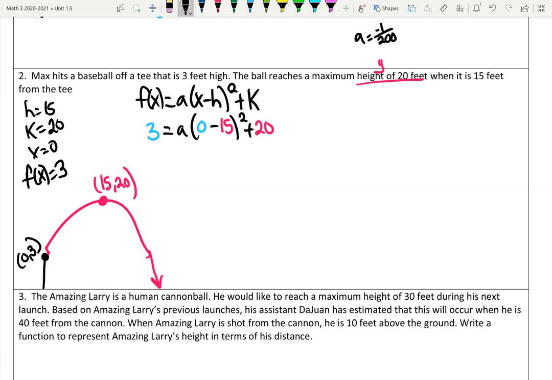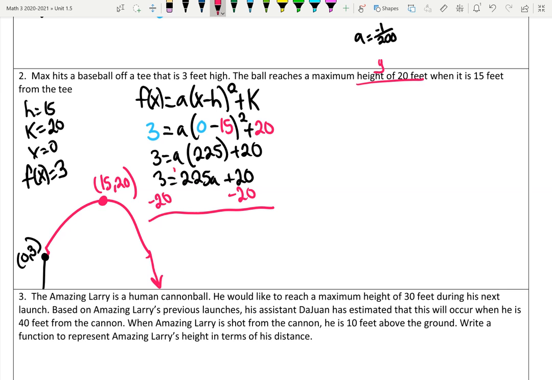Then comes the autopilot where you're processing. I know that negative 15 squared is going to be 225, plus 20. Notice I always take a moment to rewrite the coefficient in front. I'm going to subtract 20 from both sides, and I'm going to get negative 17 is equal to 225a. I hope you know where this is going. And I get a is equal to negative 17 over 225.